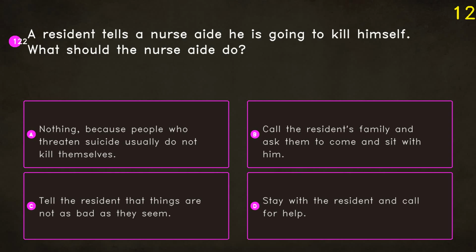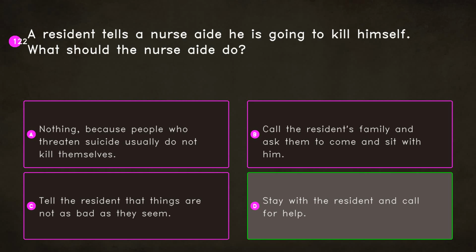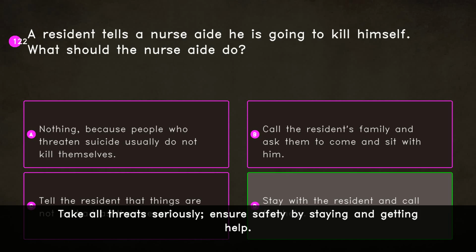A. Nothing, because people who threaten suicide usually do not kill themselves. B. Call the resident's family and ask them to come and sit with him. C. Tell the resident that things are not as bad as they seem. D. Stay with the resident and call for help. The correct answer is stay with the resident and call for help. Take all threats seriously, ensure safety by staying and getting help.